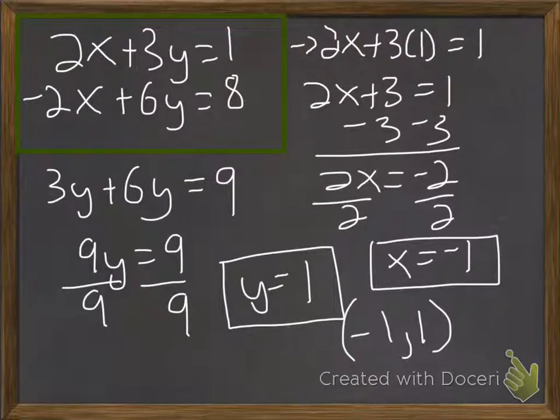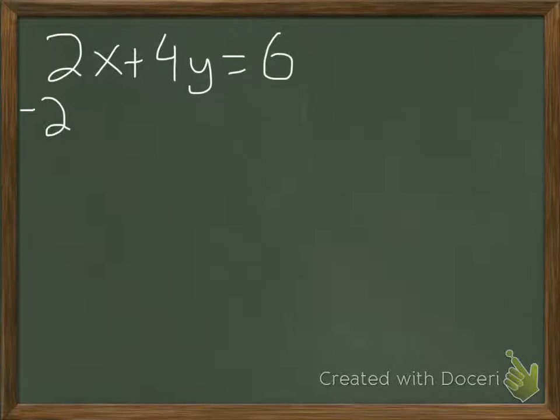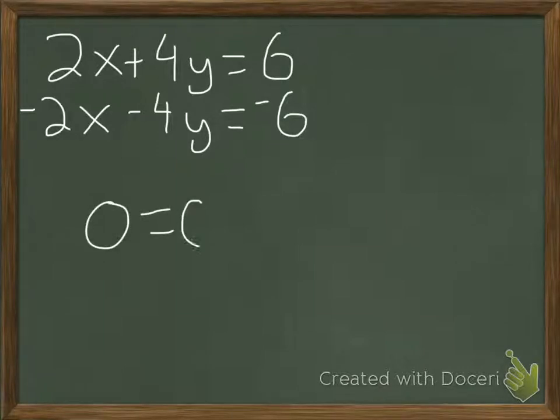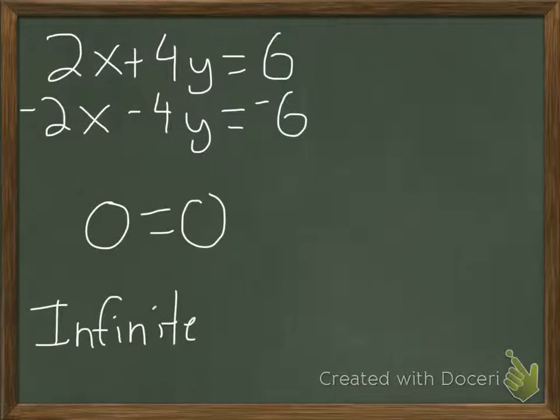Alright, now let's go over another example. So we have 2x plus 4y equals 6, right? Negative 2x minus 4y equals negative 6. Let's see what happens when we add these together. Look what happens, guys. Everything ends up canceling out. We just get 0 equals 0. So whenever that happens, it's the same line in disguise. So we say infinitely many solutions.